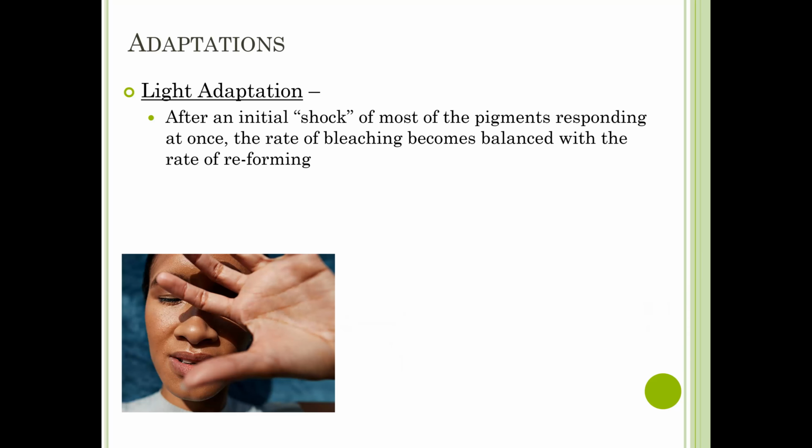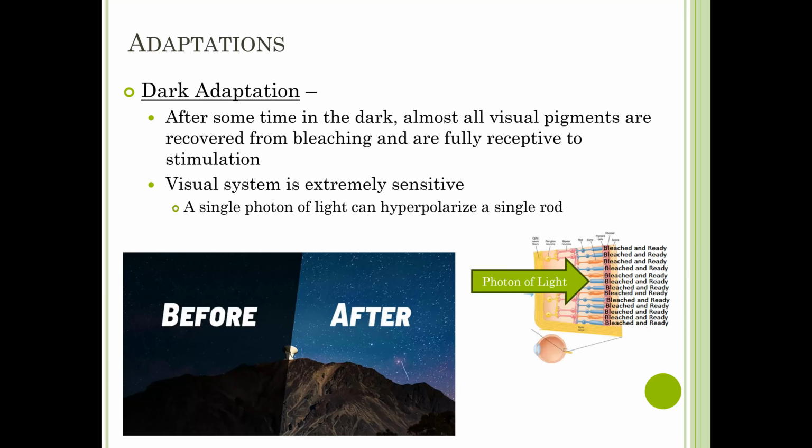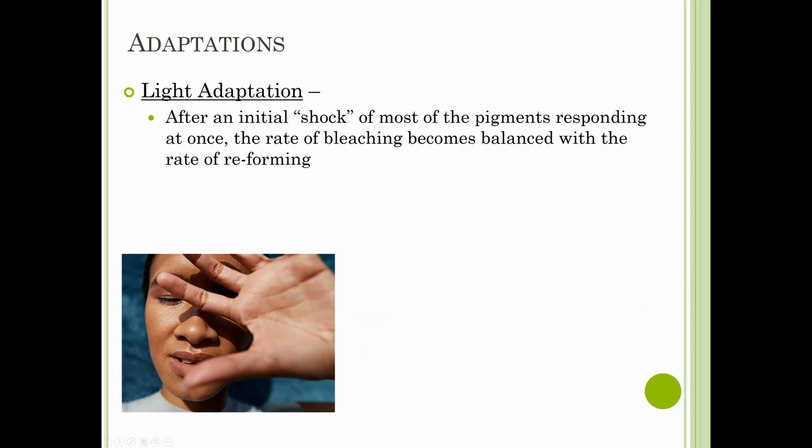So when you go from the dark to the light, think about when you walk outside after seeing a movie and you've been in the dark theater. You have an initial shock because remember, when you were in the dark, all of these pigments were ready to receive photons of light. So when you first walk out of a dark room into the light, you're hit all at once. All of those photons activate all of those photoreceptors, and it can almost be too much. It makes you squint, makes you cover your eyes. And so there's that initial shock of most of the pigments responding at once.